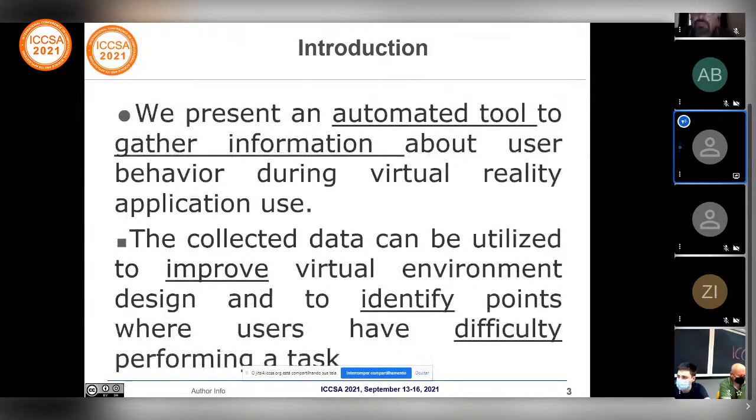We present an automated tool to gather information about user behavior during virtual reality application use. The collected data can be utilized to improve virtual environment design and to identify points where users have difficulty performing a task, allowing, for example, an instructor to identify a user's difficulties and to investigate the user's attitudes.